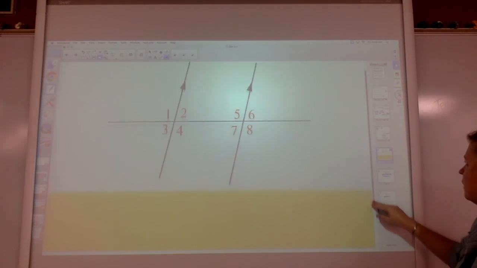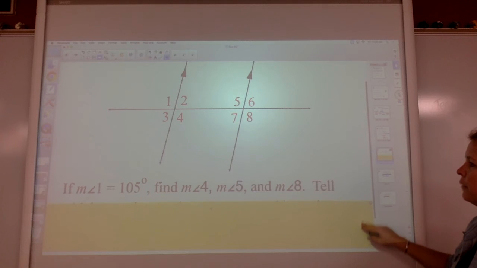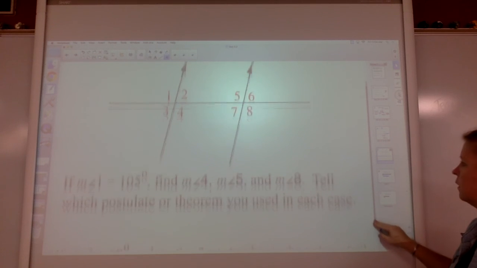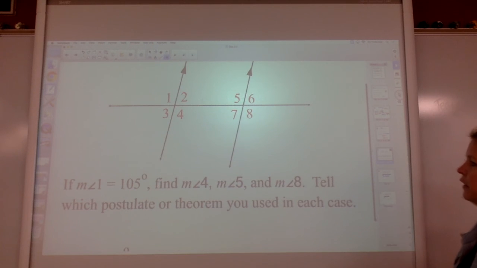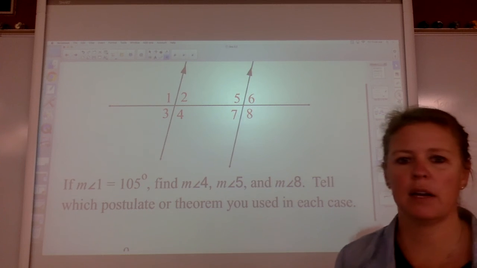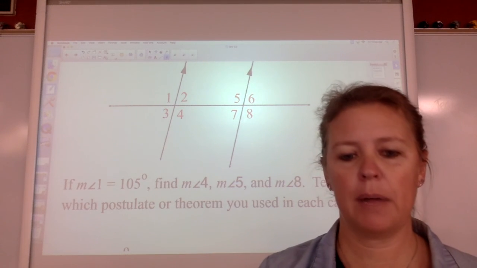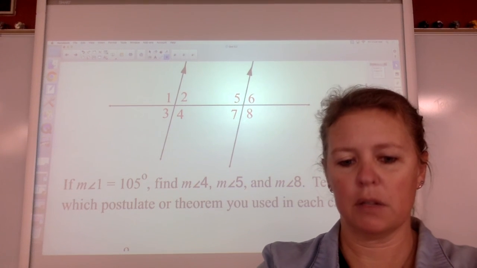All right, last one. Here's your diagram. If the measure of angle 1 is 105 degrees, find the measure of angle 4, measure of angle 5, and measure of angle 8, and tell which postulate or theorem you used in each case. Right here, I want you to pause the video and do it yourself, and then turn it back on and see if they match up.